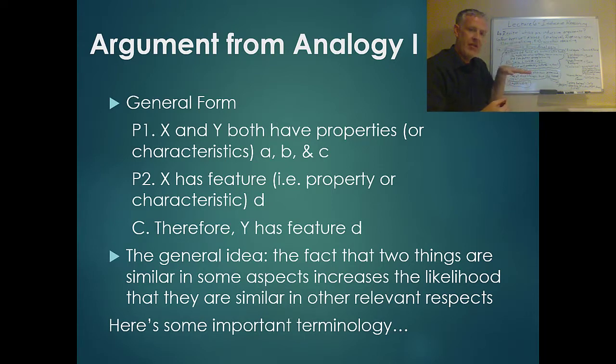And then we know of X that it has this other thing, which we call the feature or attribute of interest. And so the person wants us to infer, based on all the other similarities we know to be true of both X and Y, and given that X also has this feature or attribute of interest, that Y will also have that feature or attribute of interest. So let's go through an example that will hopefully help clarify that.